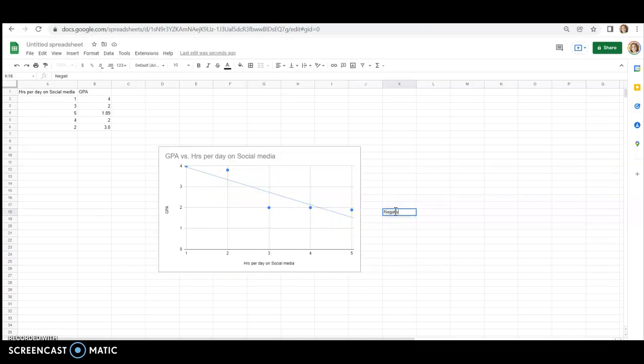A negative correlation. Now, sometimes you're going to see that the line doesn't go down so steeply. It might just go down a tiny little bit. So you would say that there was a slight negative correlation. Or if the line goes up, say it starts here and it just goes up a little bit, then that's a positive correlation, a slight positive correlation. This is a pretty heavy correlation. This is a pretty strong negative correlation.